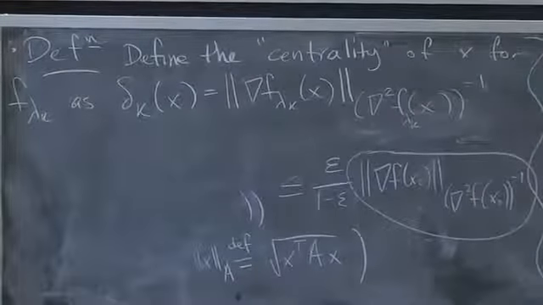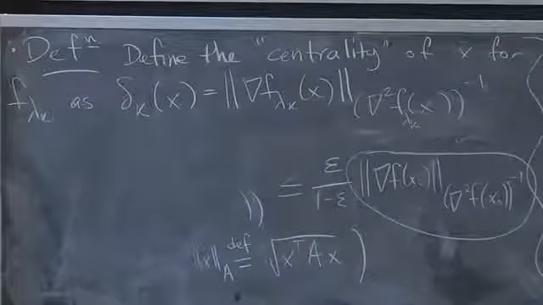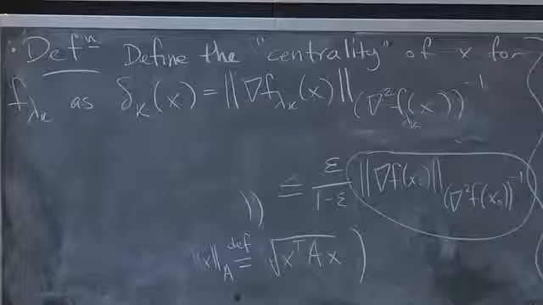Okay. So suppose that x were actually the minimizer of f lambda. What could you tell me about the centrality? It's 0. Because if you're actually the minimizer, the gradient is 0, right? So this is some measure that tells you how close you are to the minimizer, in a funny norm.